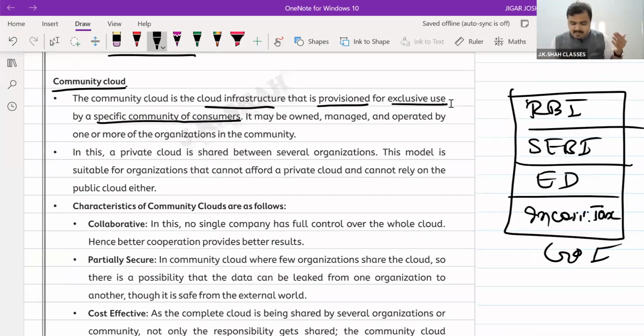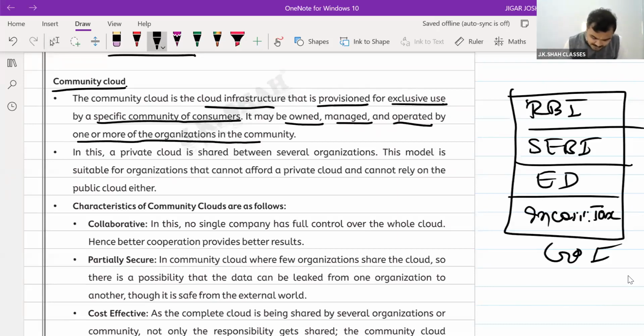Example, I want to tell you, people. Before independence or before civilization, people of the same community used to stay in a group so that their rights would be protected and they would not feel any danger. It may be owned, managed, and operated by one or more organizations in the community. That cloud can be managed by RBI, by income tax, by ED, or all of them. In this, a private cloud is shared between several organizations.